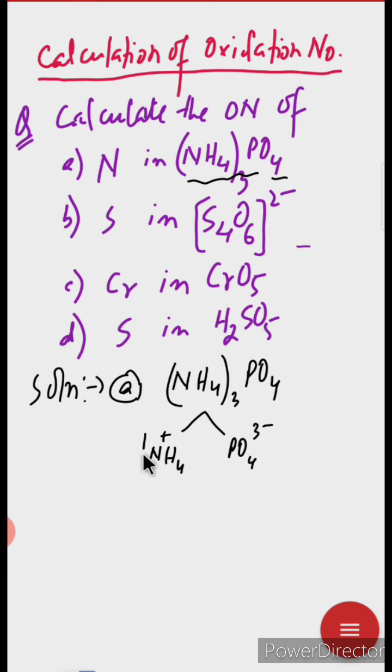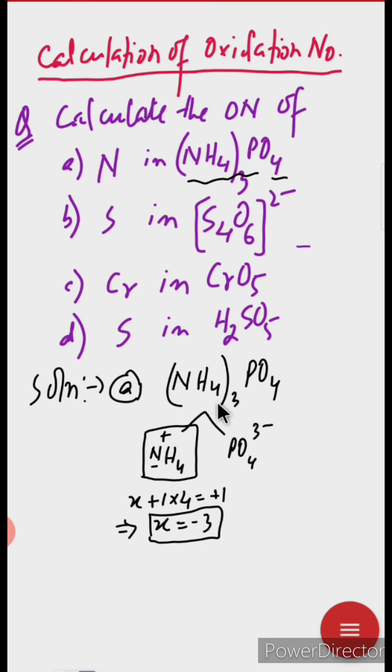So in this ammonium ion, the oxidation number of N is suppose X, and hydrogen has an oxidation number of +1 into 4, and this must be equated to the charge +1. The phosphate has no meaning here when we separate the ions. So this implies X is equal to -3. So the oxidation number of nitrogen in ammonium phosphate is -3.